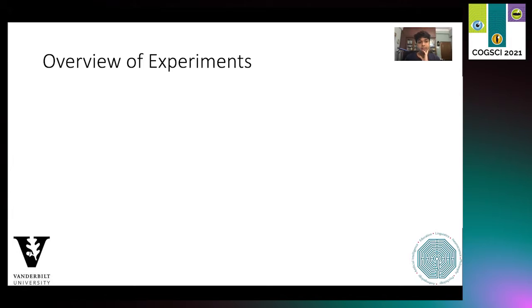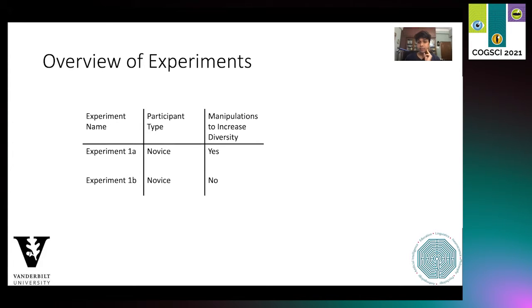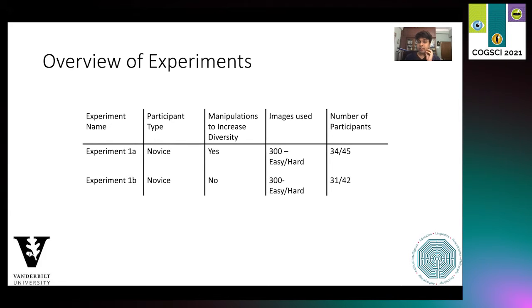So in our experiments, we have experiment one, which used novice participants. In 1A, we actually do the manipulations to increase diversity. So in the first step, we ask, is this cancerous? And in the second step, we ask, is this not cancerous? Experiment 1B had the same question asked several times. There were 300 images on which these decisions were made, easy and hard images.